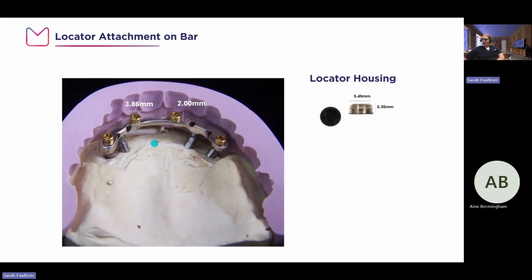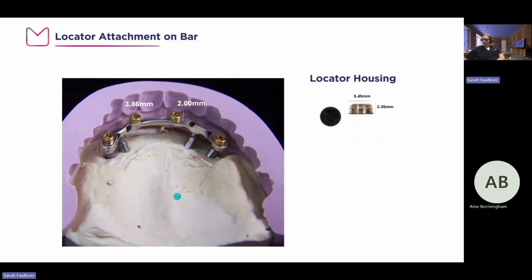Same as locators, basically this is a bar that is milled and the thread is an M2 thread. So that is tapped in there, and then you order your attachments and you basically torque them. The technician will torque them onto the bar. But again, that actual locator profile itself is 3.86 millimeters wide with a height of 2 millimeters. So it's those considerations that we have.